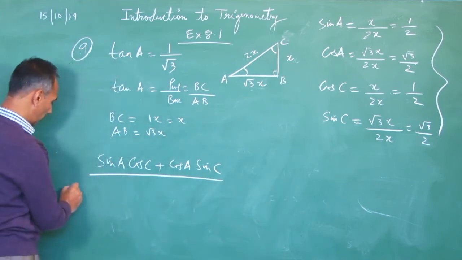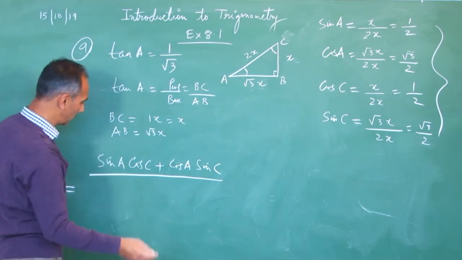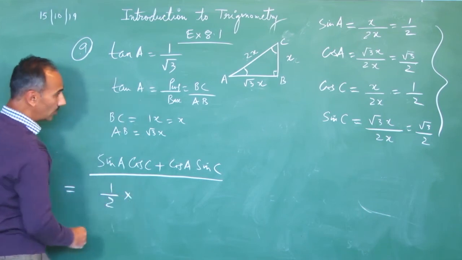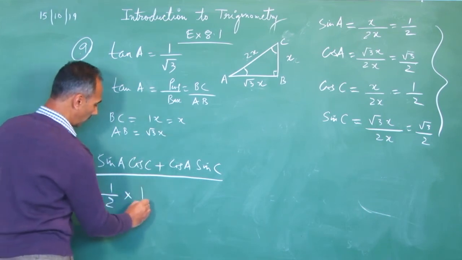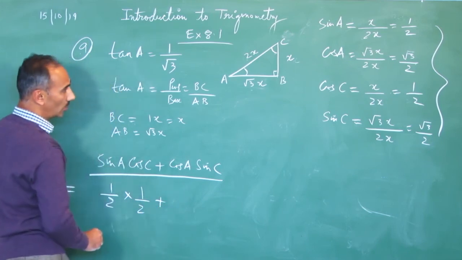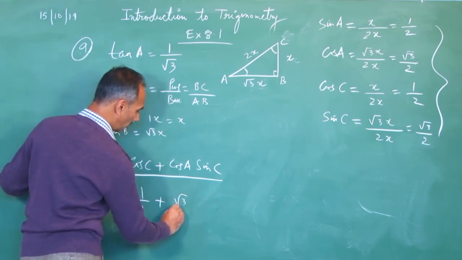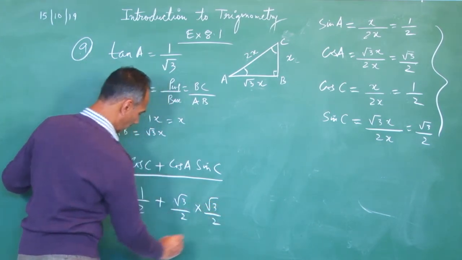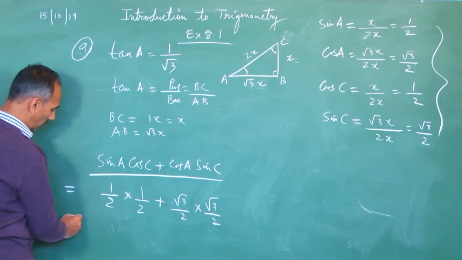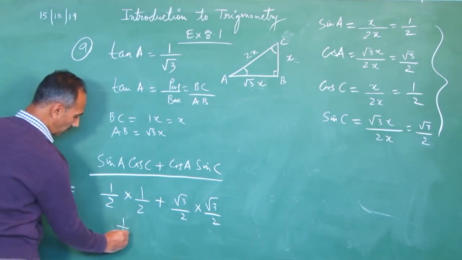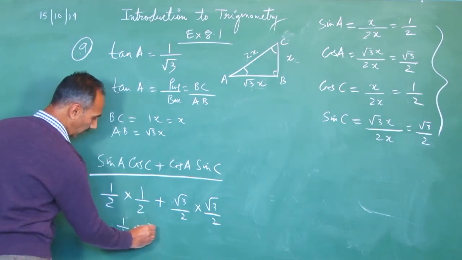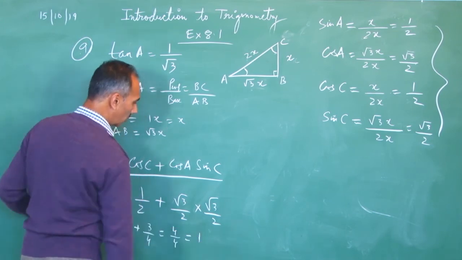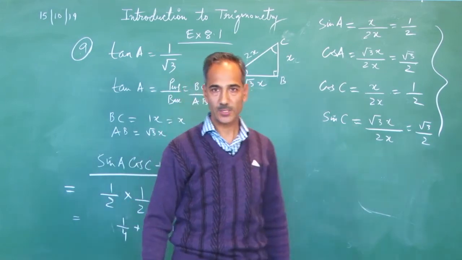Let's put those values in this trigonometric expression. Sine of A is 1 upon 2 into cos of C is again 1 upon 2 plus cos of A is root 3 upon 2 into sine of C is again root 3 upon 2. If we simplify, this is 1 upon 4 plus 3 upon 4. That is 4 upon 4. That is 1. So the value of this trigonometric expression is simply 1.